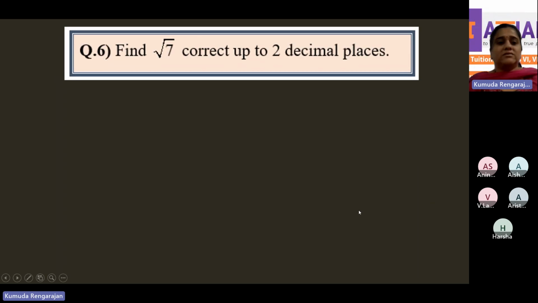All right, next one. Take down this question, children. Find the square root of 7, correct up to 2 decimal places. Find the value of square root of 7, correct up to 2 decimal places.